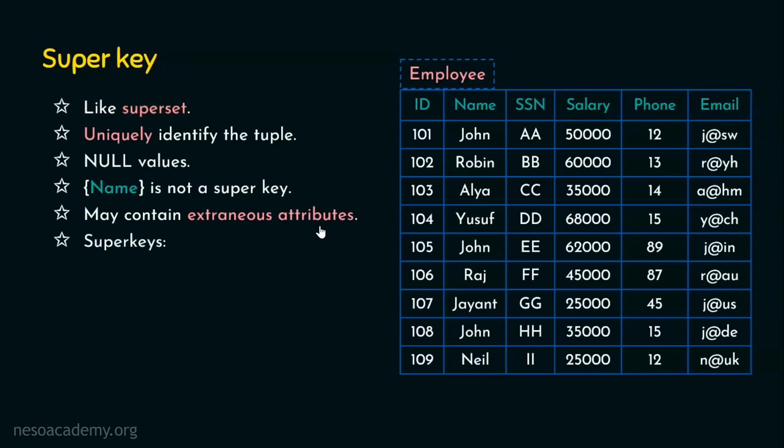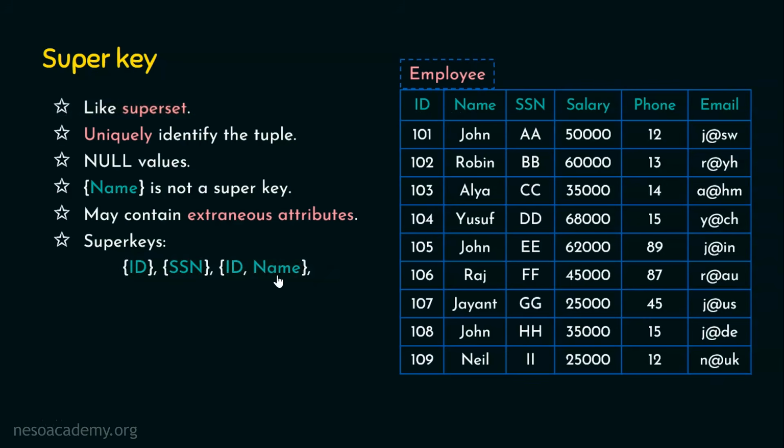The examples for super keys are, remember, it is actually a superset. So here ID alone is acting as a key. So ID alone is a key, or SSN number is also unique, right? So in this case, SSN also can be a key, or I can combine ID and name to work as a key, right?